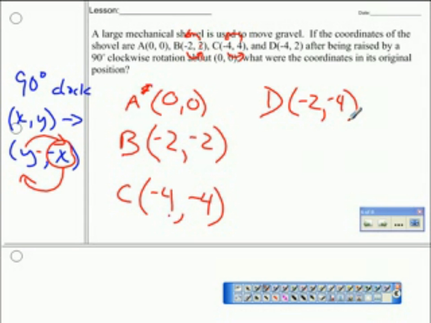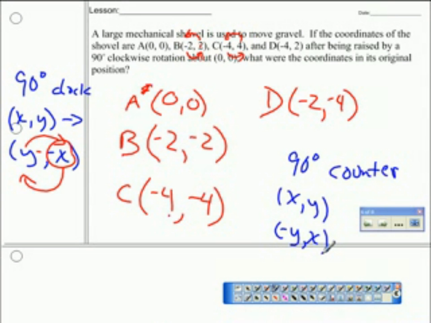What's the rule for 90 degrees counterclockwise? What do you do when you have a 90-degree counterclockwise? What's the rule for that one? Take X and Y and you do what? Flip them and change that one, right?